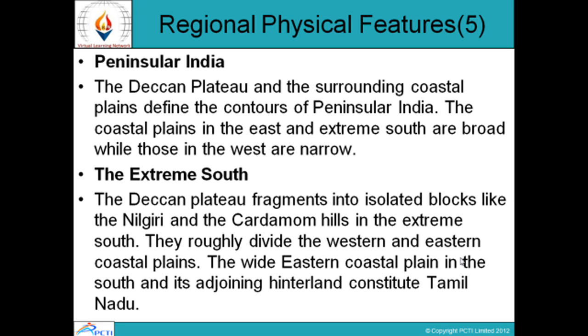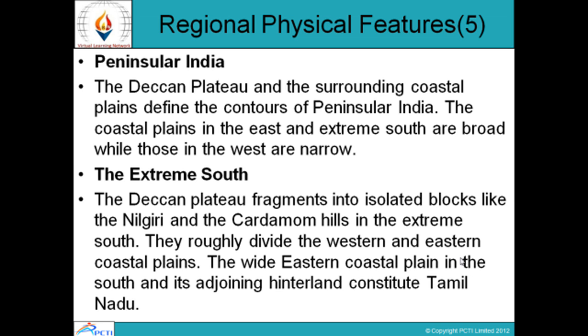Peninsular India. The Deccan Plateau and the surrounding coastal plains define the contours of peninsular India. The coastal plains in the east and extreme south are broad, while those in the west are narrow. The Deccan Plateau fragments into isolated blocks like the Nilgiri and the Cardamom Hills in the extreme south. They roughly divide the western and eastern coastal plains.